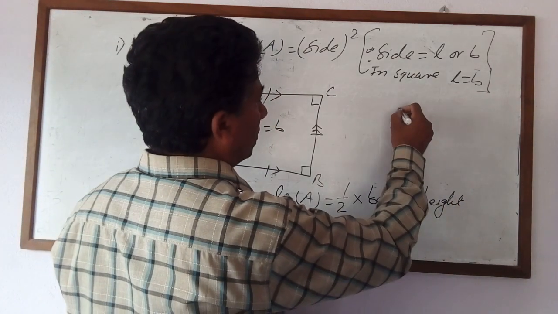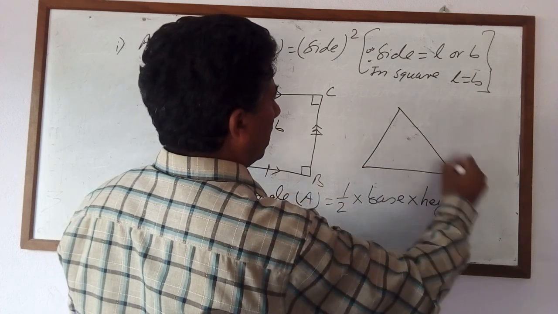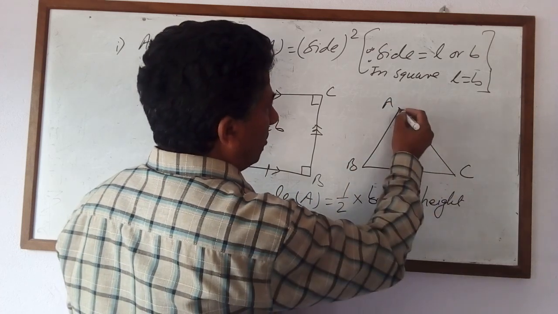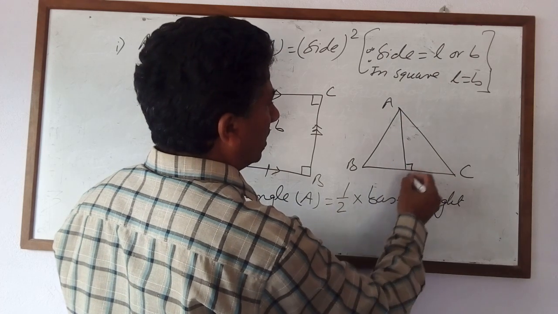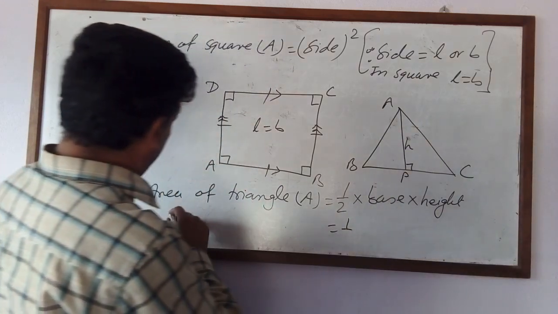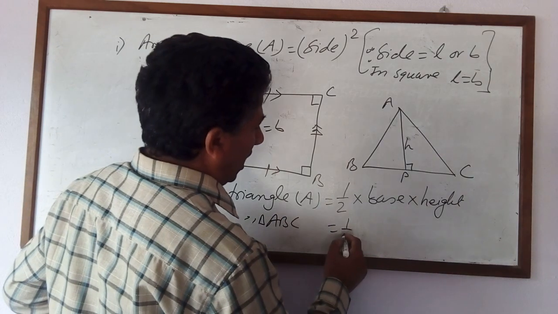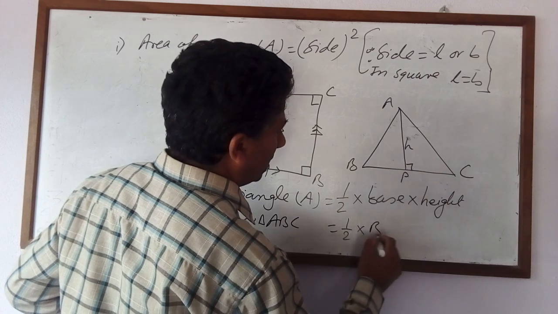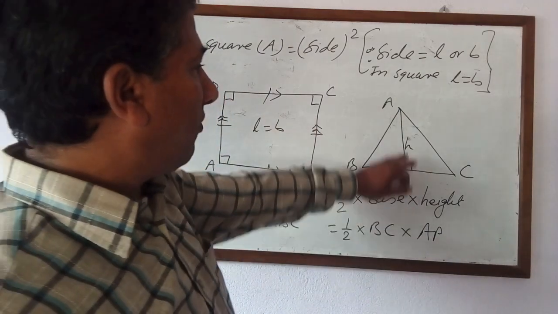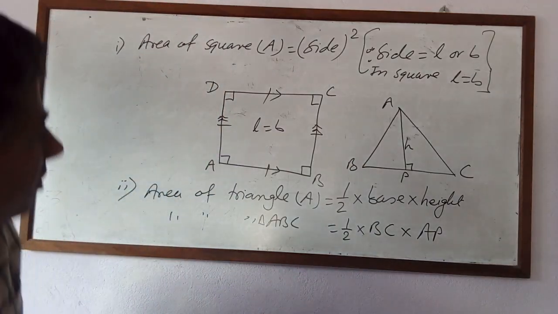Now for example, suppose this one is a triangle, ABC is a triangle. Now to be the height, the line must be perpendicular. We have to draw a perpendicular. I have drawn this P. This one, AP, will be the height. Now for this triangle ABC, BC will be the base and AP will be the height. By using this formula we can find the area of this triangle ABC. Now in case of a right angle triangle, I'll draw this one.